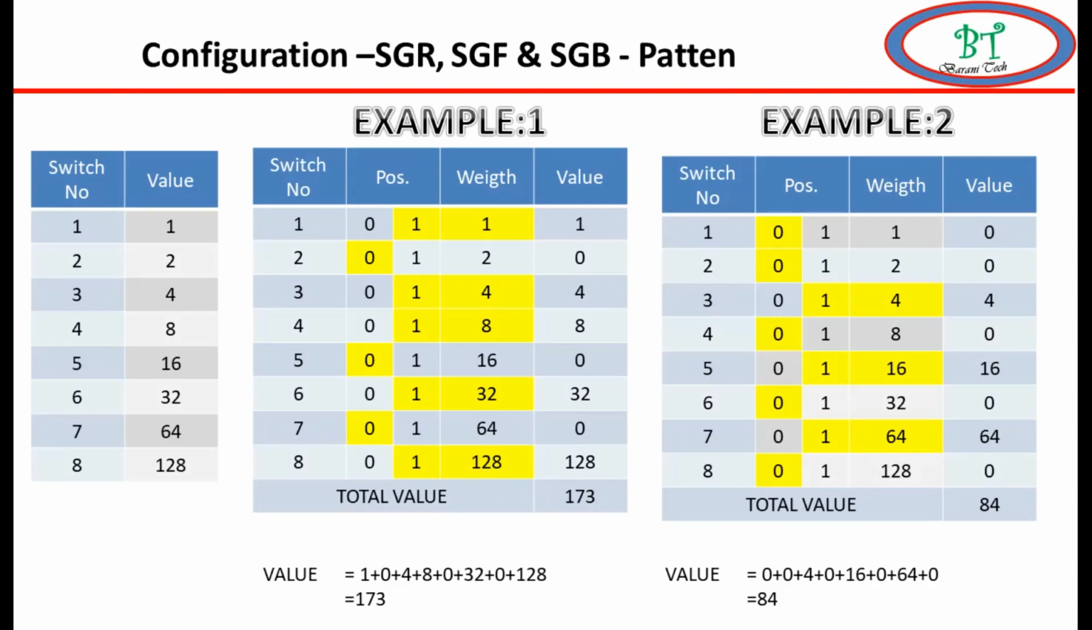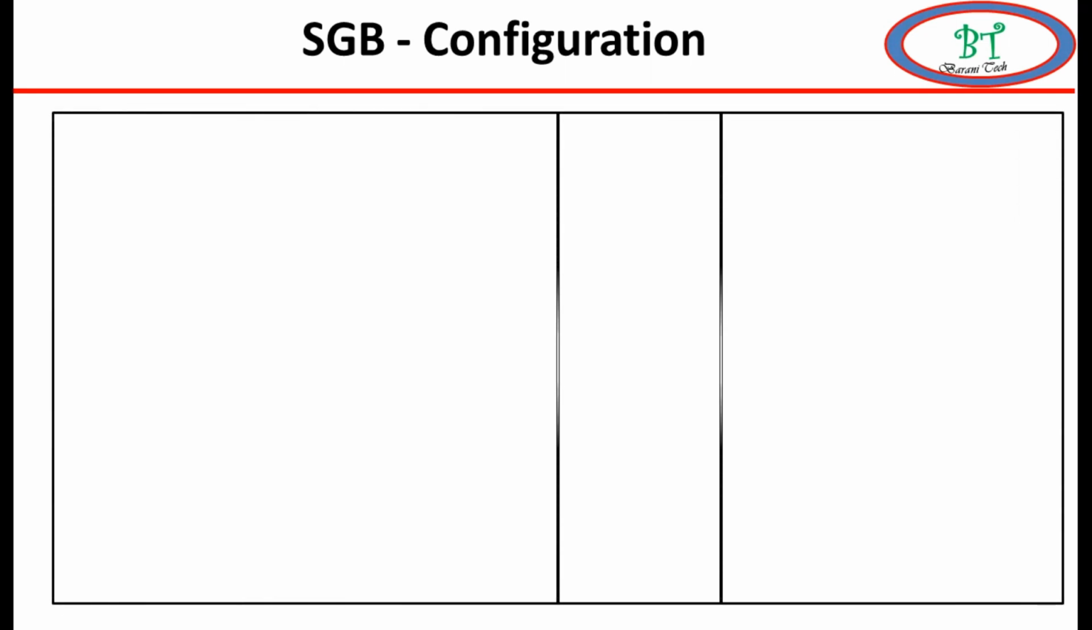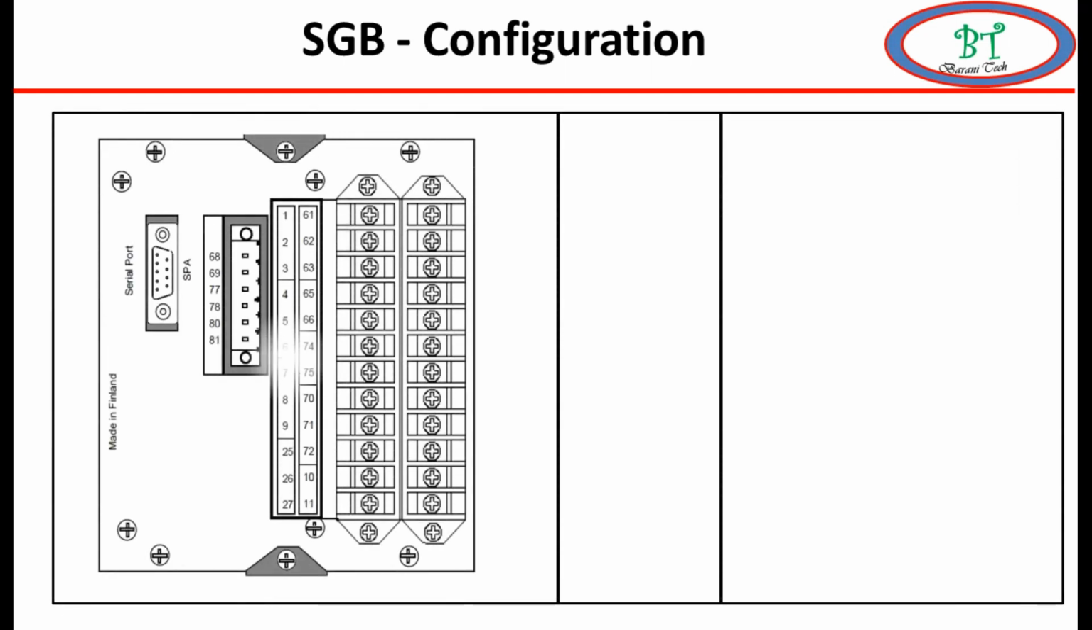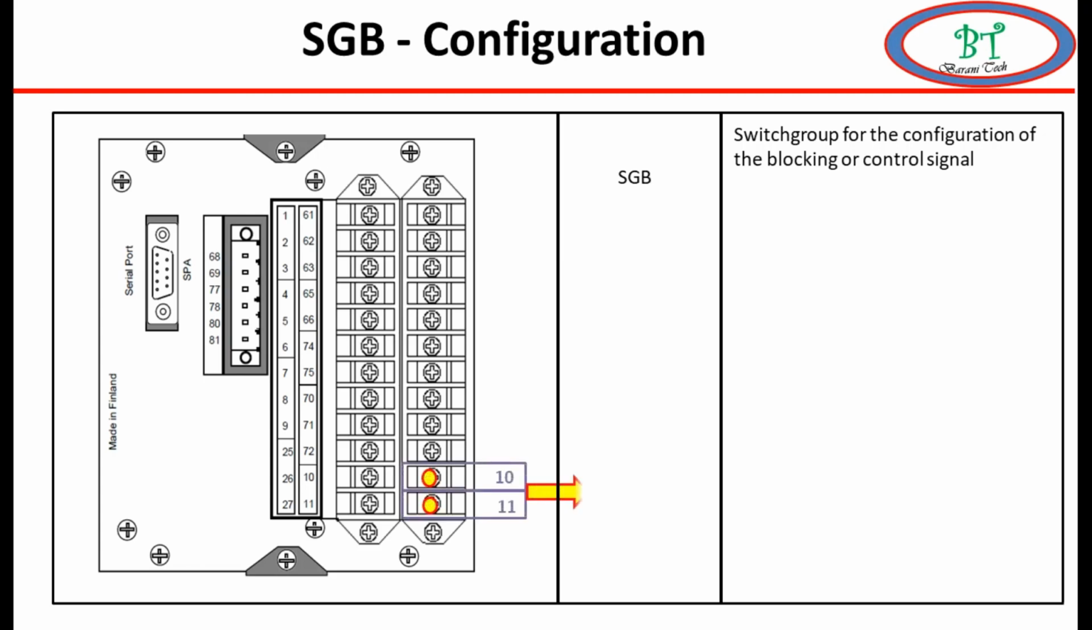Now we will see the specification behind each switch, so that we can do the relay configuration clearly. First we will see the SGB configuration. This is the switch group for configuration of blocking or control signals. This explains SGB. It has the blocking and control functions. All this blocking mainly works when the binary input terminal 10 and level is activated.